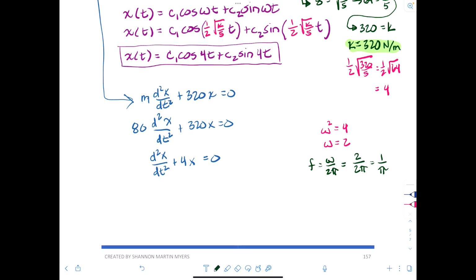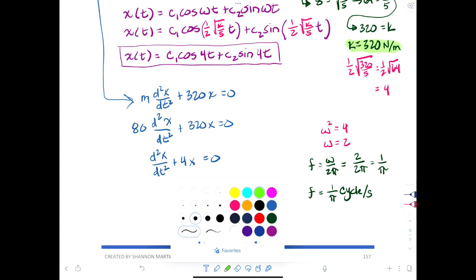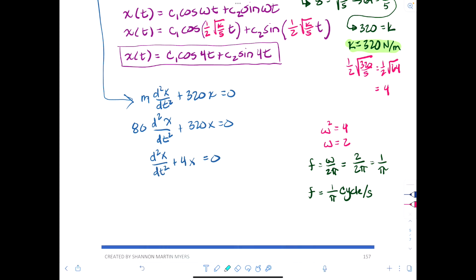Okay, so when there is a mass of 80 kilograms, we have this other information. So the frequency will be 1 over pi cycles per second, of a cycle per second. So that was one of the things that we were supposed to find. Just go through and highlight.